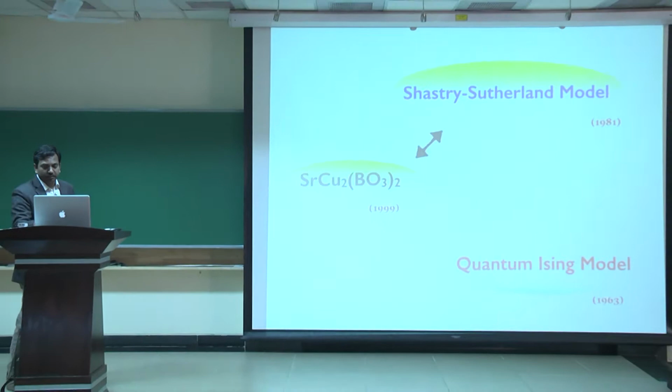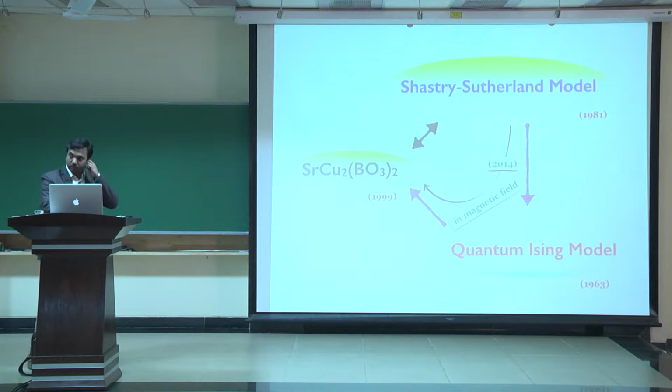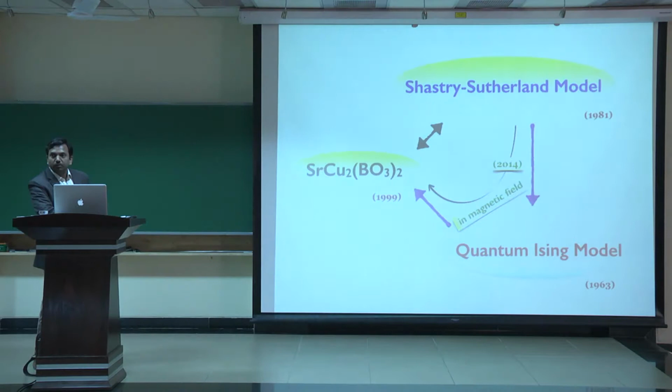A very quick summary of what I will try to present in this talk. This is the material which generated a lot of excitement because it was a two-dimensional quantum spin liquid, if you wish, or a dimerized singlet compound, spin gap compound, one of the first kind, I guess. And it turned out it happens to be an exact realization of the Shastry-Sutherland model, which was also a first of its kind, exactly soluble ground state, singlet quantum paramagnetic state, basically.